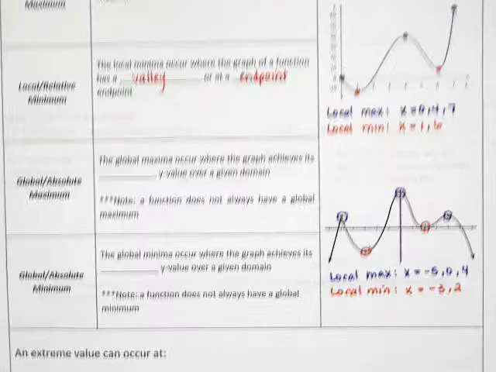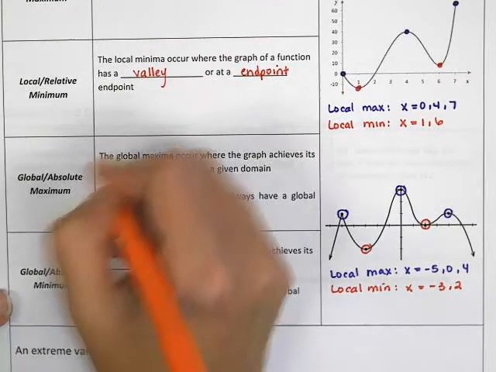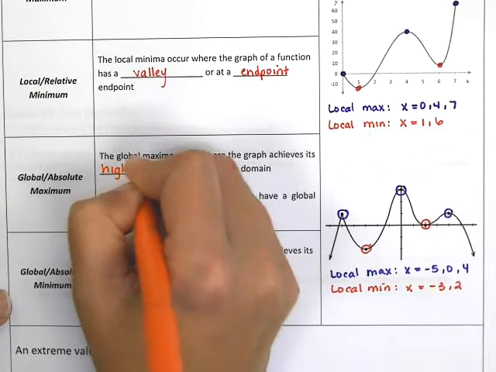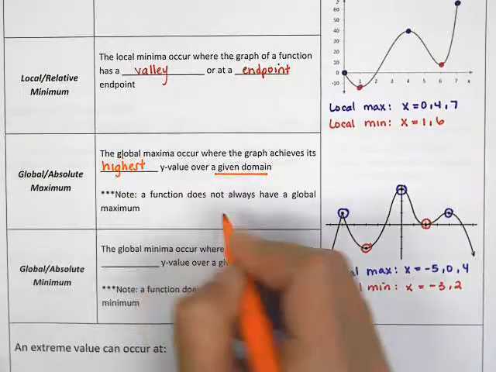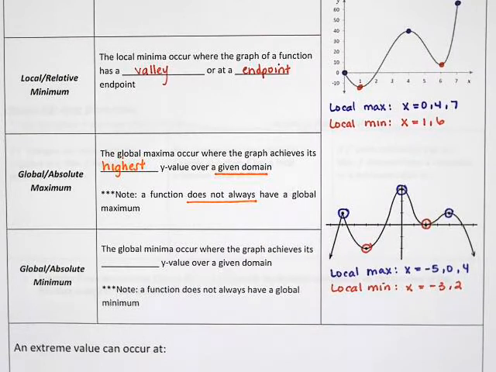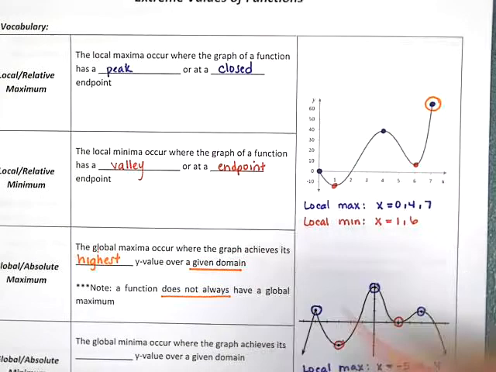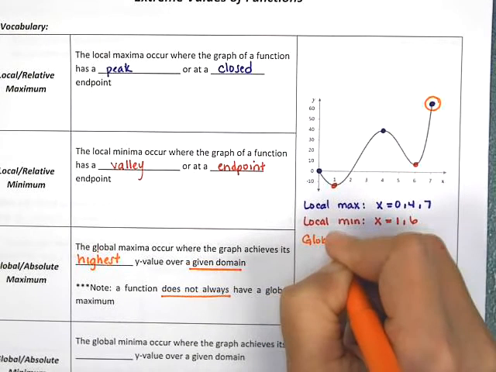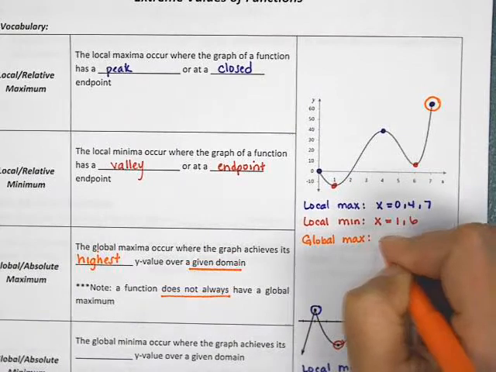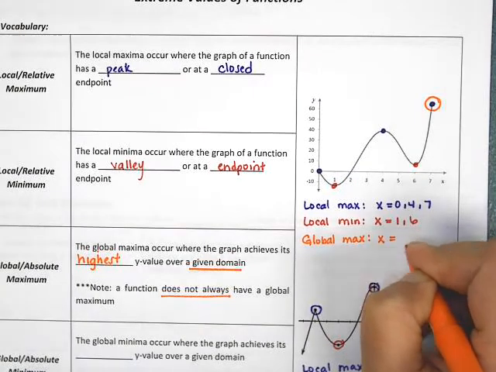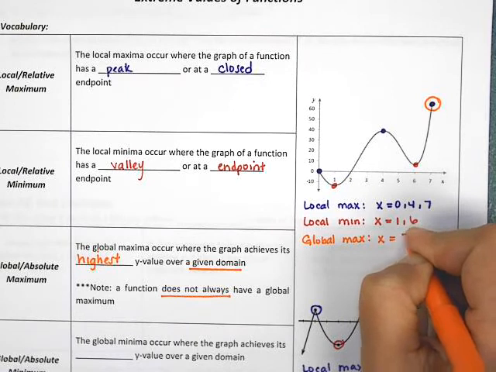The global or absolute maximum is where the graph achieves its highest y value over a given domain. A function does not always have a global maximum because sometimes a function goes upwards forever. So we have to just really look at the graph that we have and determine if this exists or not. If we look at this first graph, the global maximum would be at this endpoint, because that's the highest the graph ever goes, and we know that because it's got dots or closed circles at the endpoints, and so that would be at 7.